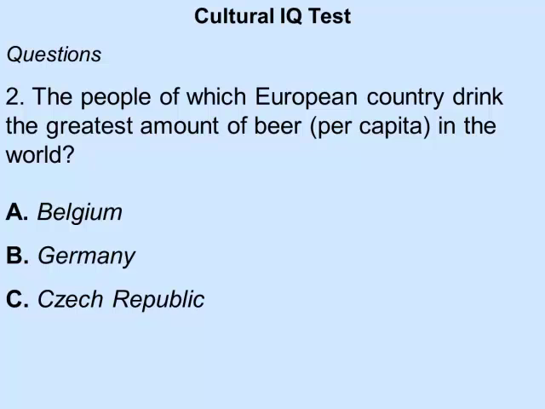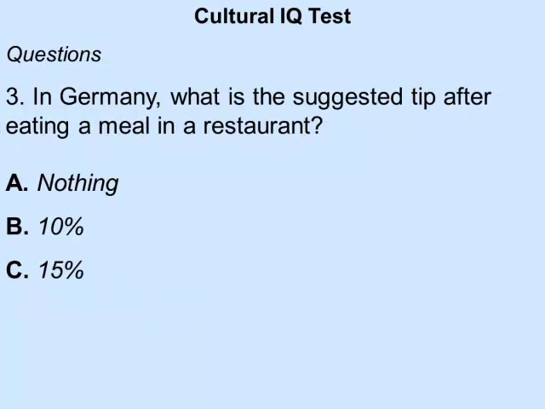Number 2. The people of which European country drink the greatest amount of beer per capita in the world? A. Belgium. B. Germany. C. Czech Republic. D. Wisconsin. Number 3. In Germany, what is the suggested tip after eating a meal in a restaurant? A. Nothing. B. 10%. C. 15%.